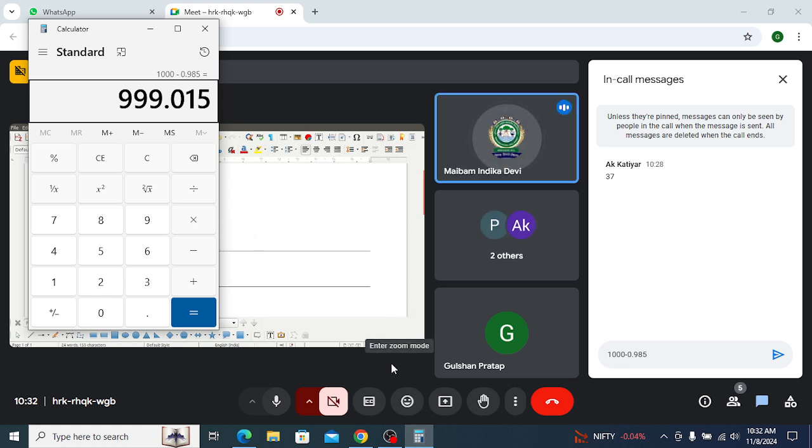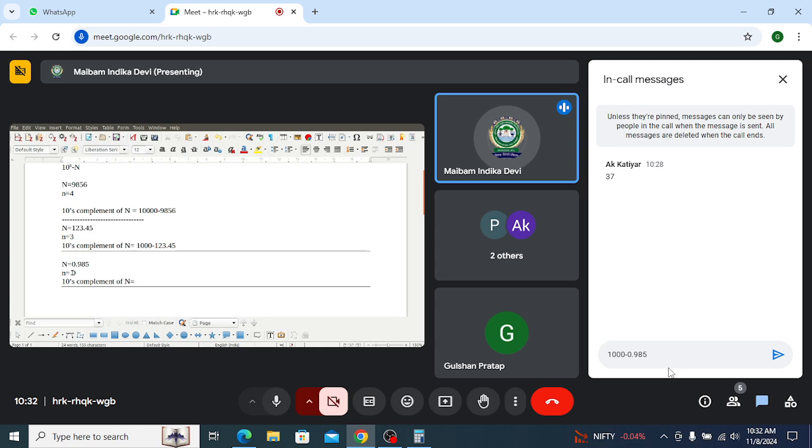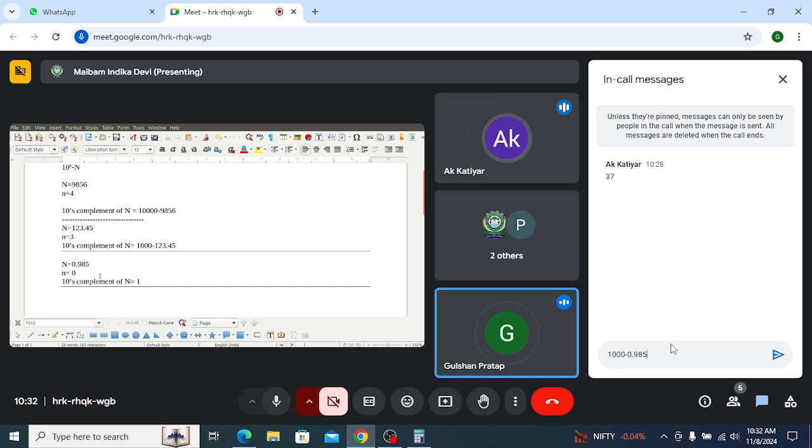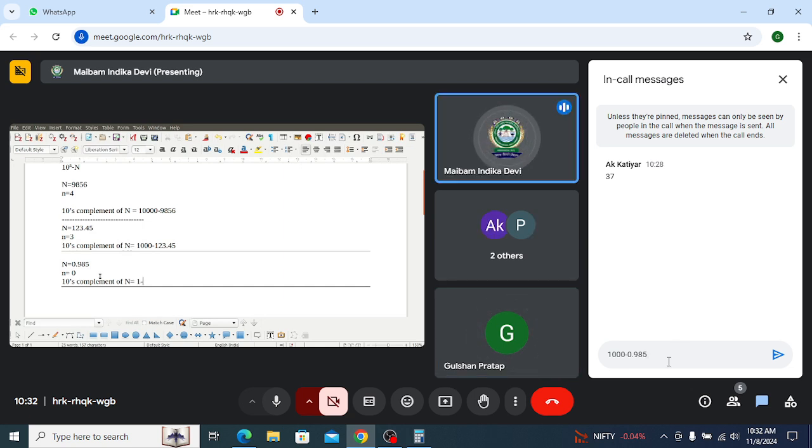So now 10 to the power 0. What will be 10 to the power 0? Any number to the power 0 is 1. Right, yes, 1. So 1 minus 0.985. This will be the tens complement of this n. Clear?